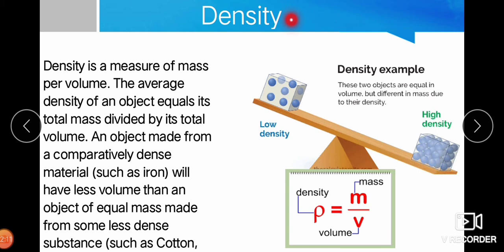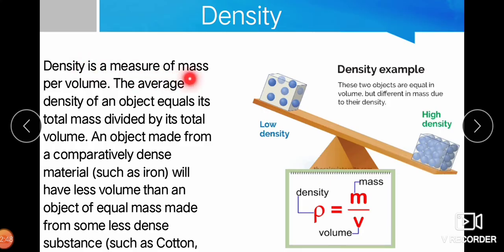Consider the example of water, and here suppose sugar. In the same cube, or you can take a glass, which will be heavier? Sugar will be heavier than the water. So which is dense? The mass of sugar is more, so sugar will have more density than the water. Like this, every substance has a value of density.